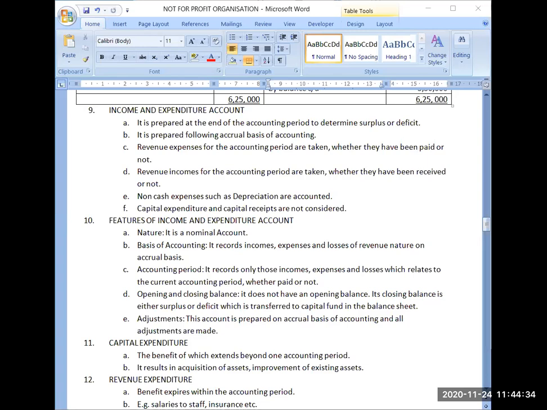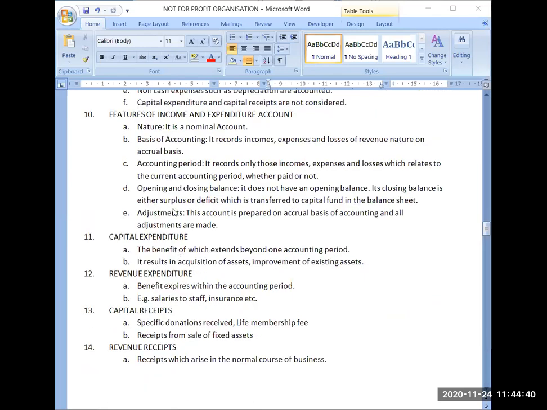So now coming to the features of income and expenditure account. First thing, the nature is it is a nominal account. Then basis of accounting, obviously in receipt and payment account, the basis of accounting is cash basis, but in the income and expenditure account, the basis of accounting is accrual basis. Then accounting period. So obviously it will record all the incomes and expenses for that current accounting period, whether that has been paid or received or not. So its opening balance will not be there, but its closing balance will be either surplus or deficit.